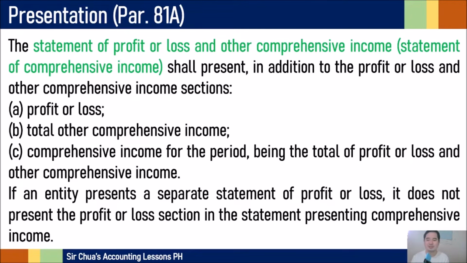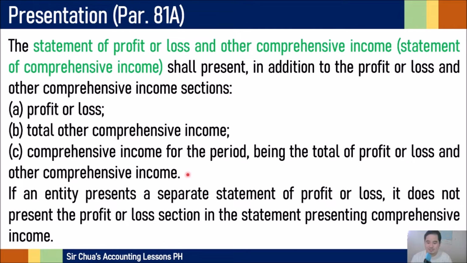Ano daw po dapat ang laman ng Statement of Comprehensive Income? It shall present, in addition to the Profit or Loss and other comprehensive income sections, ito pong tatlo. Una po is dapat daw po nandun yung Profit or Loss section, and then your total OCI or other comprehensive income. And syempre, pag pinag-combine po natin yung effect nun dalawa, ang tawag po doon is comprehensive income for the period, which is the total of profit or loss and your OCI.